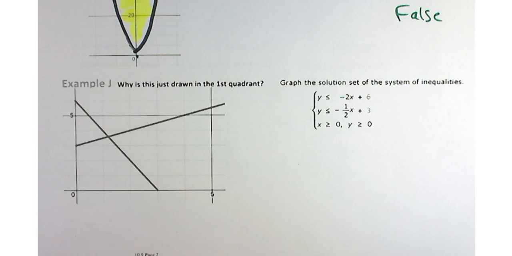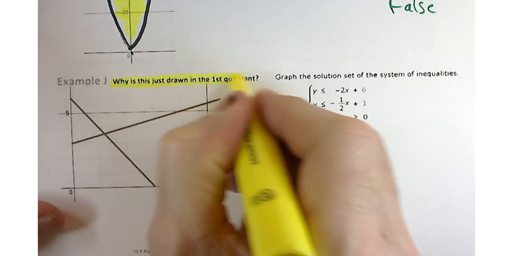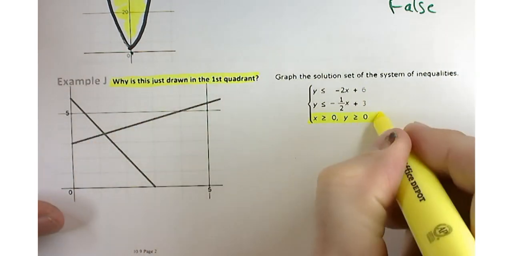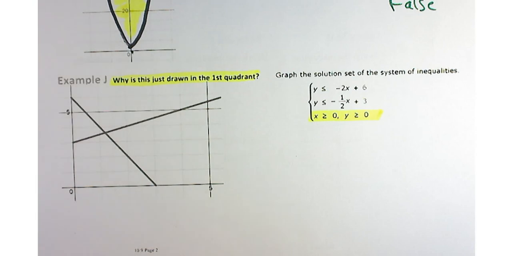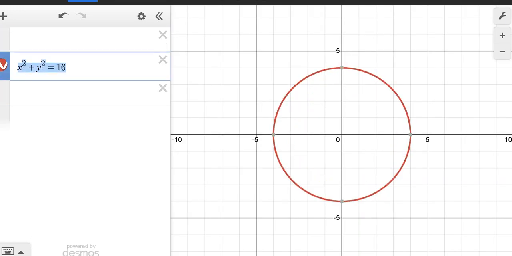Now there is one thing I want to point out about this graph, and it's really the answer to this part right here. Why is this drawn just in the first quadrant? I want you to think for a second about x is greater than or equal to 0 and y is greater than or equal to 0. What are those graphs going to look like? Well, let's see here. Let's do both of those.